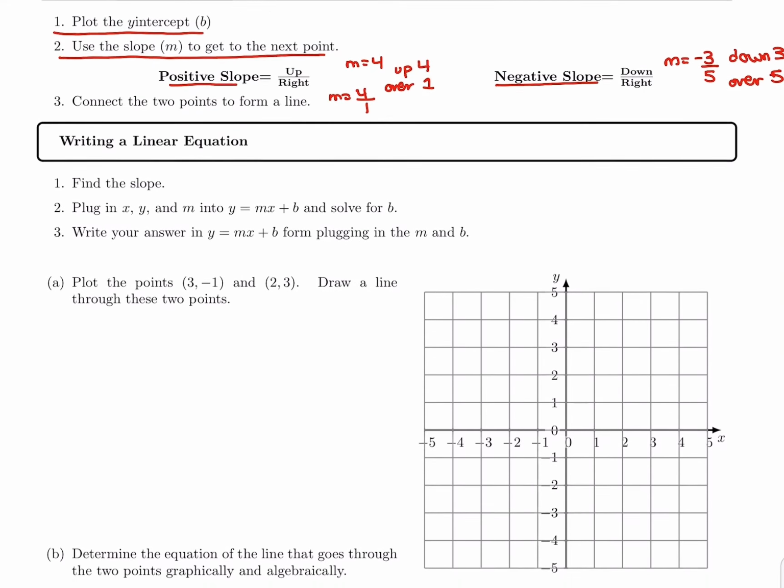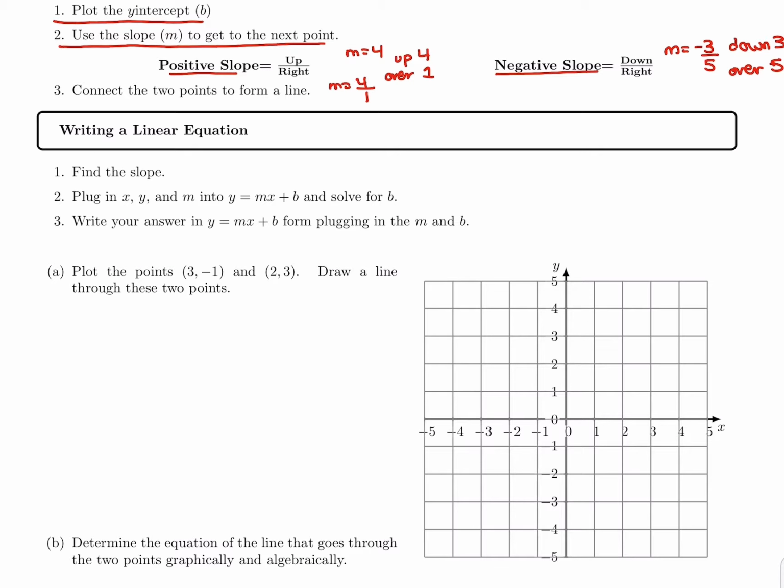So looking at doing this from an equation, the first thing we would do instead is find the slope. Remember our slope formula. This is important to know. Slope formula is y2 minus y1 over x2 minus x1. Difference in y's over difference in x's. The rise over the run.